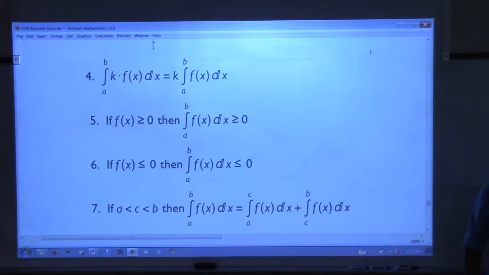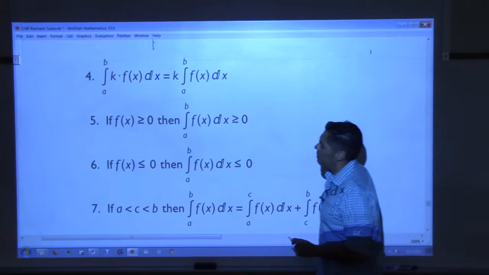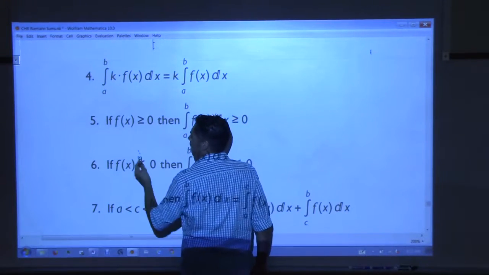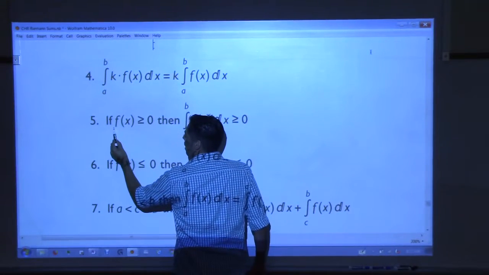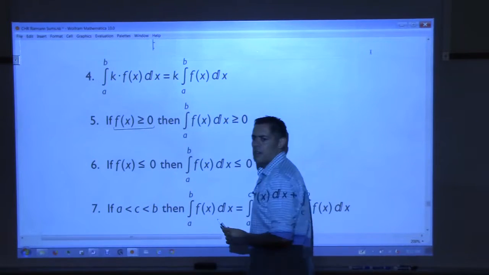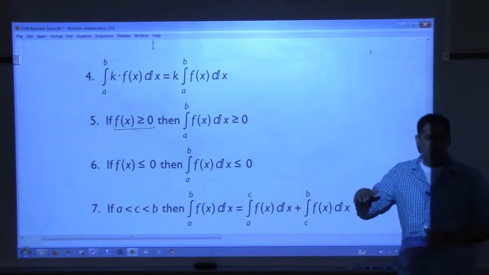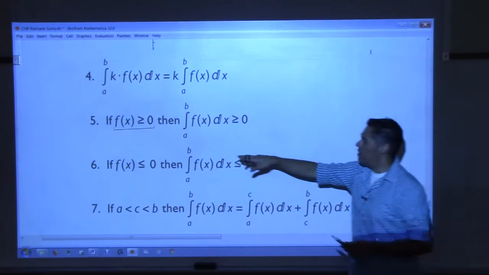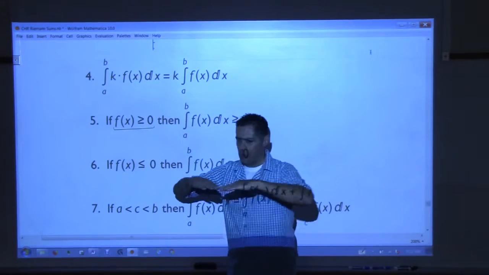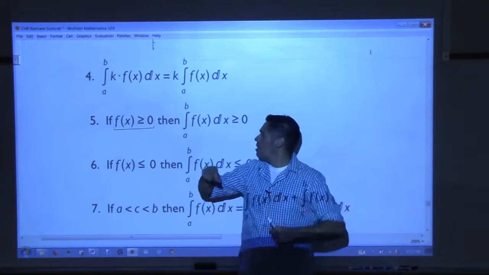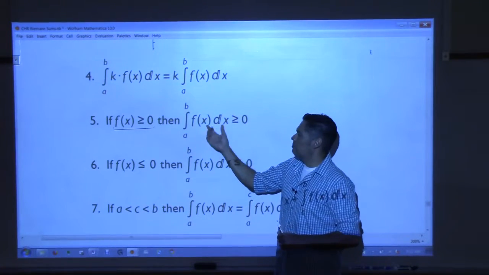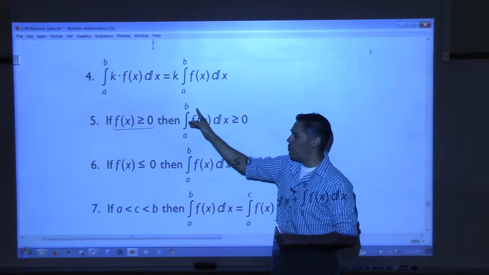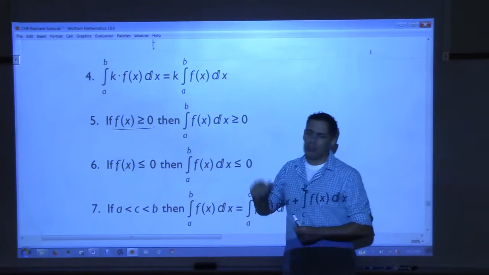Okay, so 5. All right, this one's interesting, but we kind of talked about this already also. If your function is greater than or equal to 0, that would mean that when you graph it, it's above the x-axis. All right, that's what it means for our function to be greater than or equal to 0. You graph it, it's above the x-axis. Then if you find the area underneath it, right, between any 2 points, that you should get a positive area.